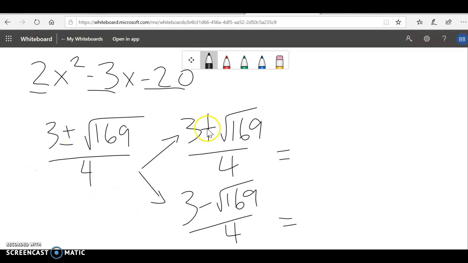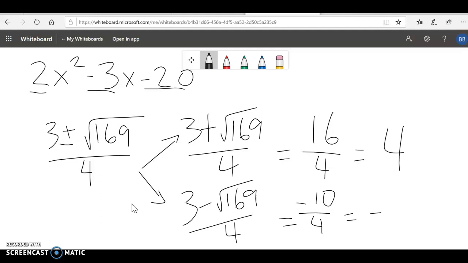The way that you're going to type it in is you're going to type in 3 plus square root 169. And that's going to give you a 16, because 3 plus 13 is 16. And then on this one, you're going to have 3 minus square root 169. And it's 3 minus 13 in reality, so it's going to have -10 as an answer. So your two answers are 16 divided by 4 is 4, and negative 10 divided by 4 is negative 2.5.